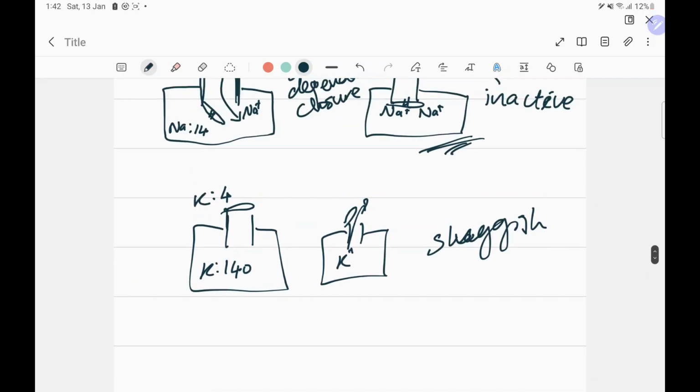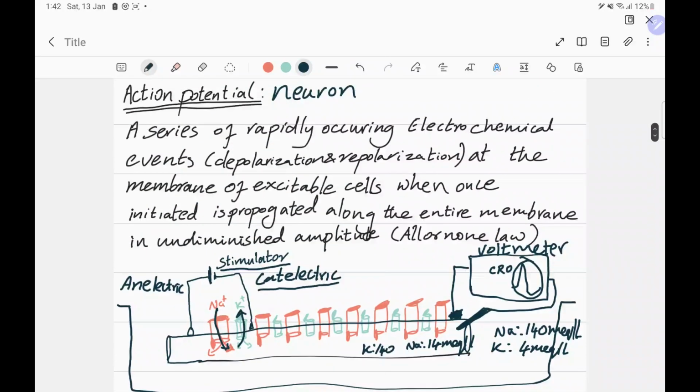So the action potential definition is, it is a series of rapidly occurring electrochemical events, that is to say depolarization followed by repolarization at the membrane of excitable tissues, which once initiated is propagated along the entirety of that membrane in undiminished amplitude, that is to say, the all or none law.